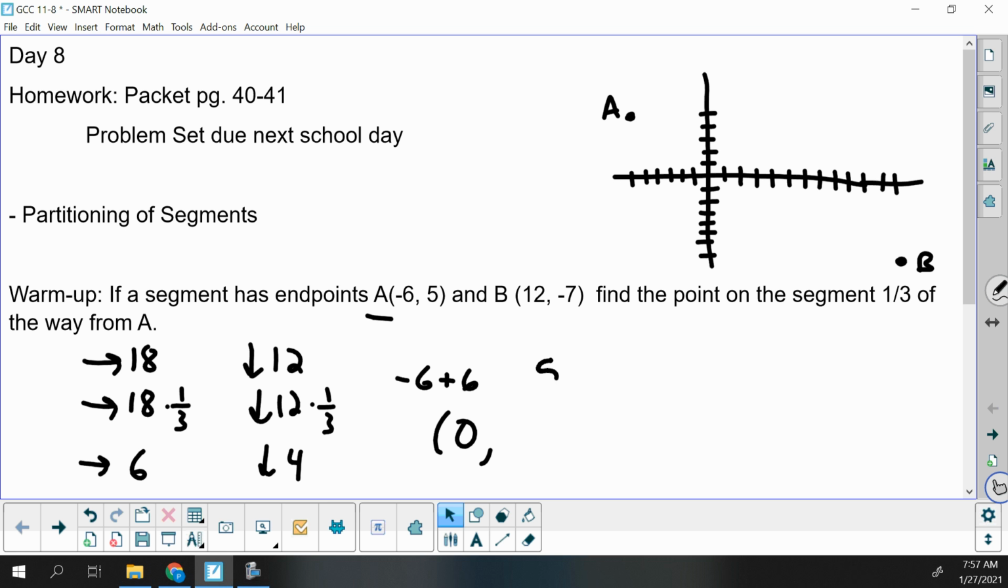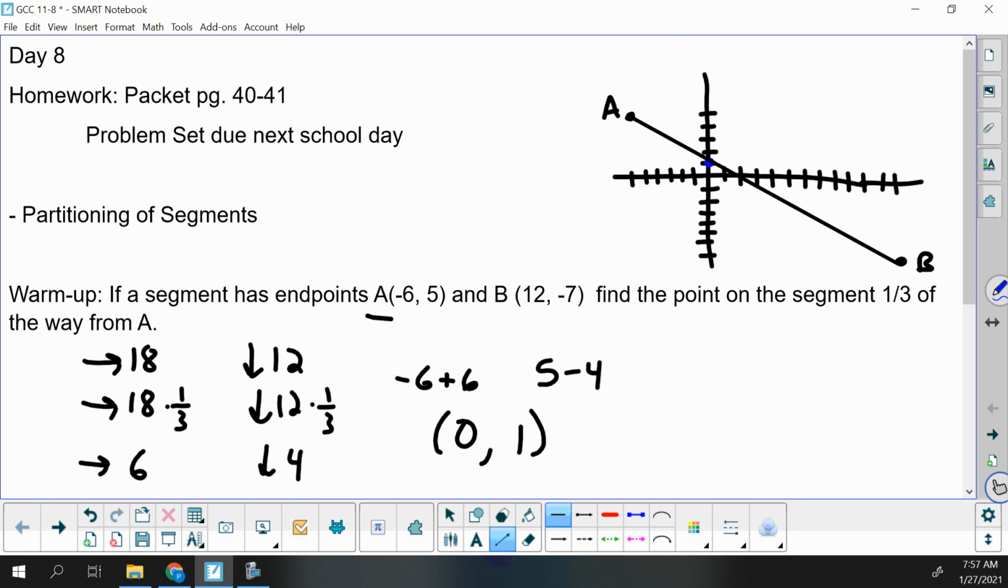Our Y value of A was 5. If we're going down with our Y's, we're subtracting. So -4, and that gives us 1. So the point 0, 1 is our point that if I had drawn in the line, and again, this was a rough sketch, so it's not as exact as when we're on the grid, but that point would be 1/3 of the way from A.